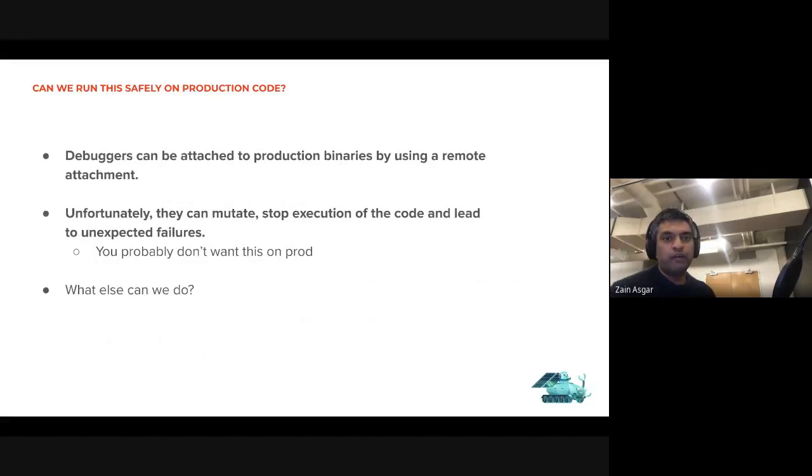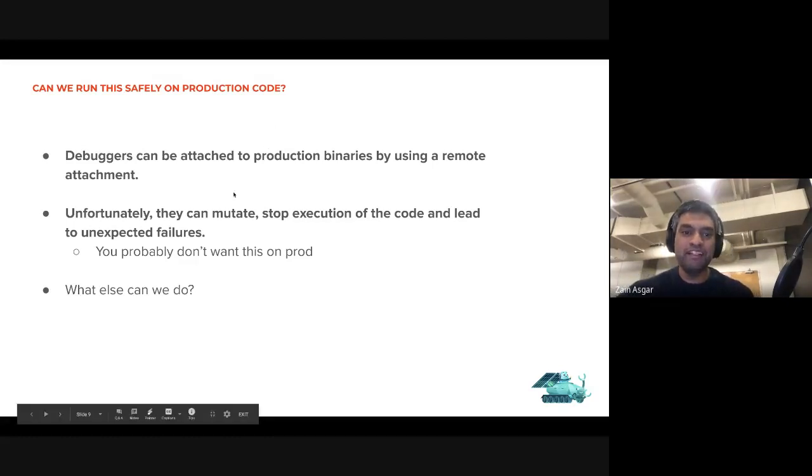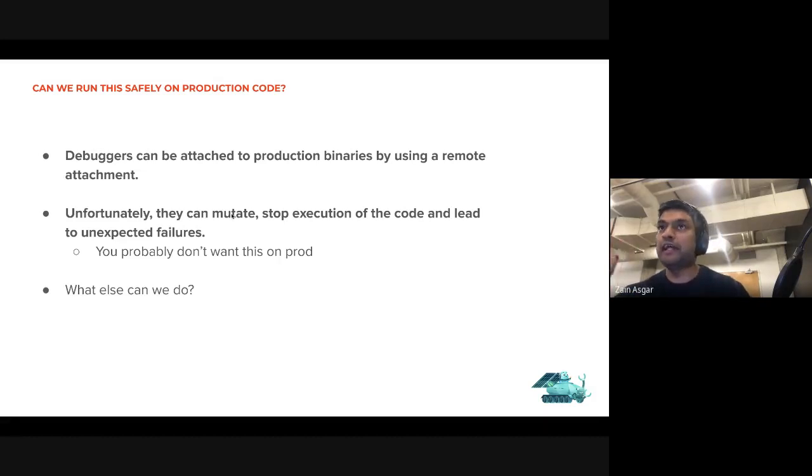One of the issues is that you can attach a debugger to a production binary, but typically it's not a great idea to run a debugger on production binaries. In desperate times, people have done stuff like this, but for the most part, debuggers can mutate or stop the execution state of the code, and that can lead to unexpected failures. In a lot of production code, there's a lot of parallel things happening. You interrupt the program, you might cause a bunch of different timeouts, and then crash your application.